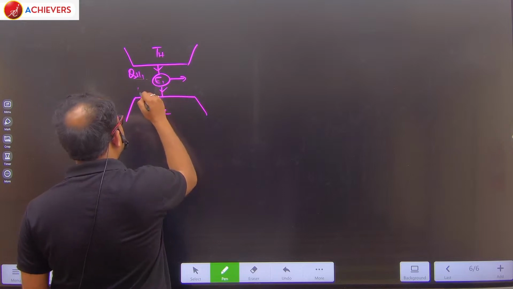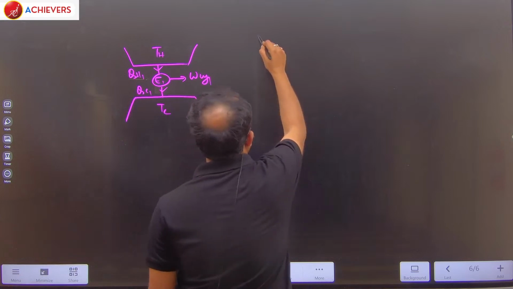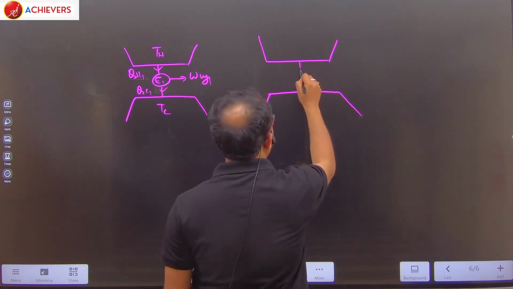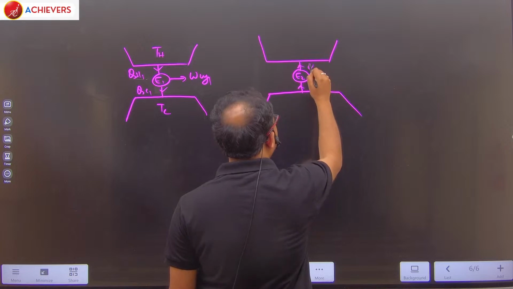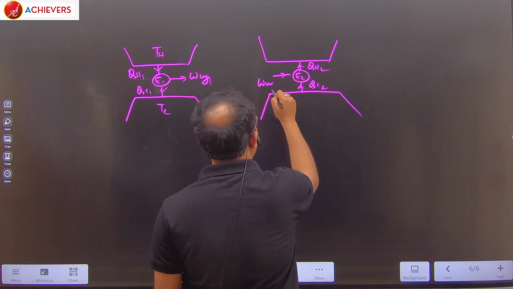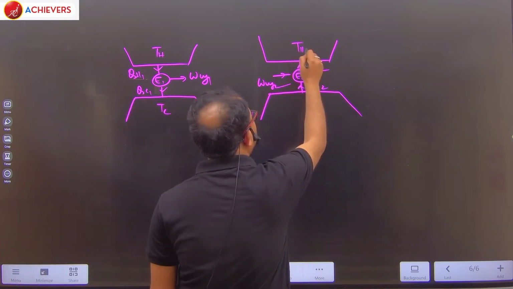QH1, QC1, W cyclic 1. And we will invert E2. We can always do that because E2 is reversible. THTC remains all the same.